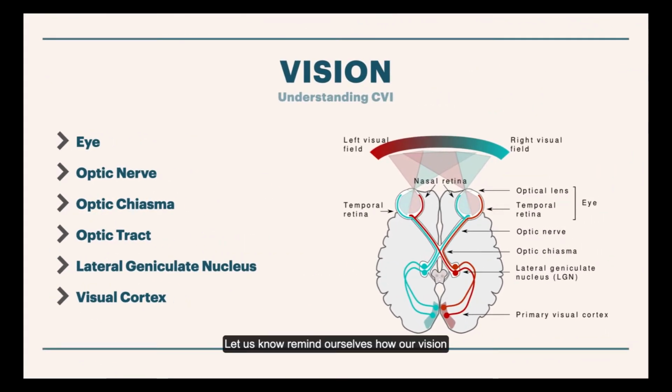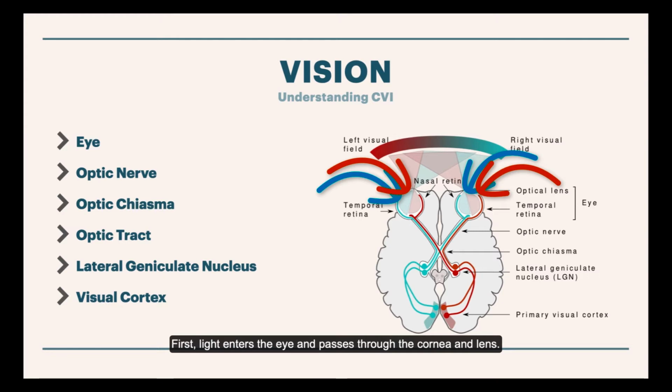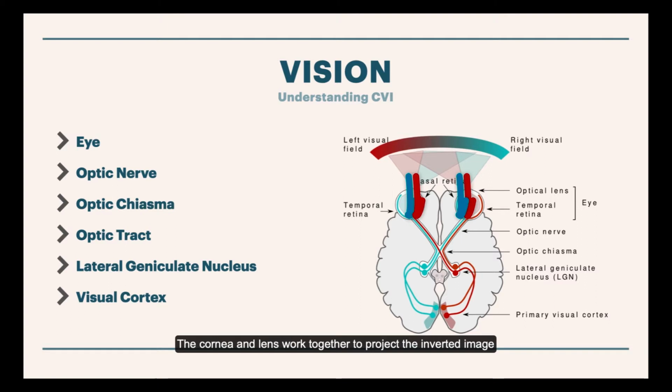Let us now remind ourselves how our vision is processed without any damage to the brain. First, light enters the eye and passes through the cornea and lens. The cornea and lens work together to project the inverted image on the retina. Information about the image is then transmitted along the optic nerve to the brain. The optic nerves from both eyes meet and cross at the optic chiasm at the base of the hypothalamus of the brain. The information now splits based on the visual fields.